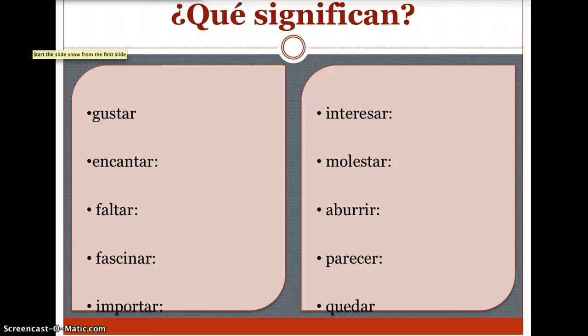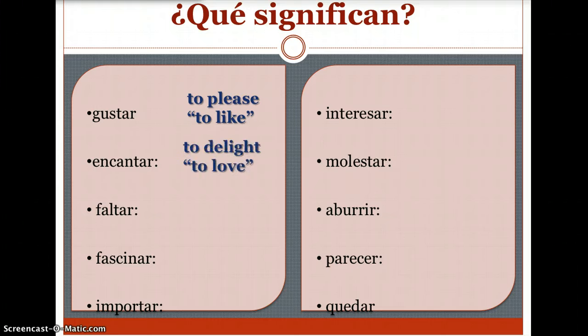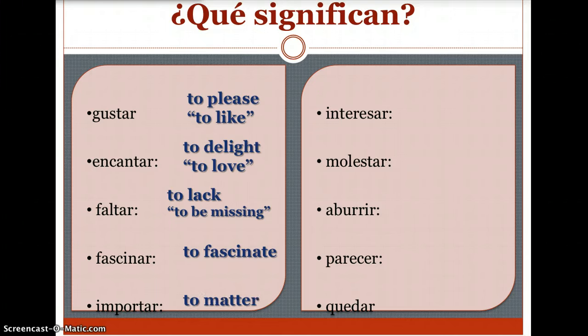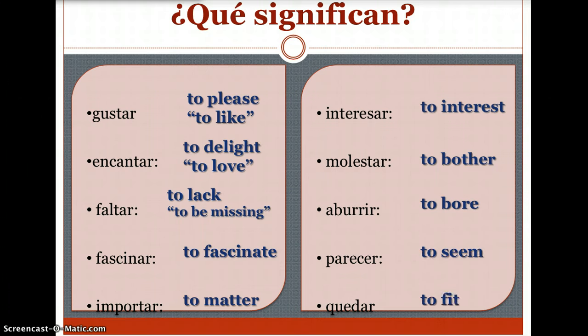¿Qué significan? Gustar, to please or to like. Encantar, to delight or to love. Faltar, to lack or to be missing. Fascinar, to fascinate. Importar, to matter. Interesar, to interest. Molestar, to bother. Aburrir, to bore. Parecer, to seem. And quedar, to fit. These are all the verbs that follow the same rules as gustar.